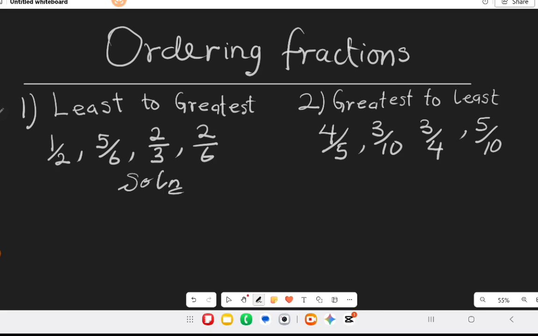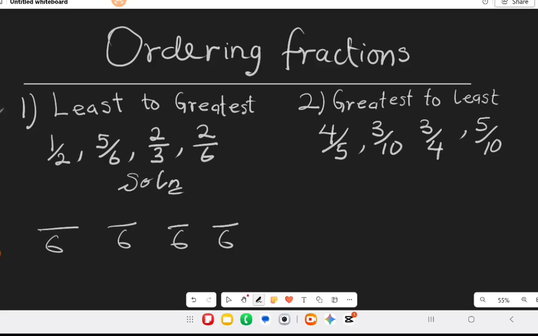We have to make the denominators equal. What we look for is the LCM, which is the lowest common multiple. The lowest common multiple of the denominators 2, 6, 3, and 6 is 6. So we write 6 for the first one, 6 for the second one, 6 for the third one, and 6 as the denominator for the fourth one.